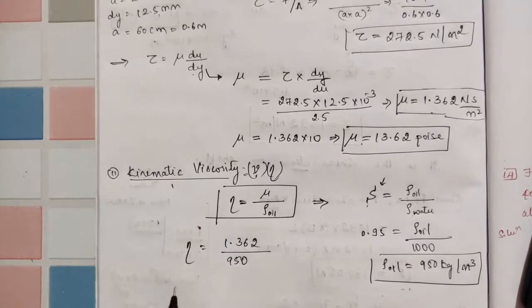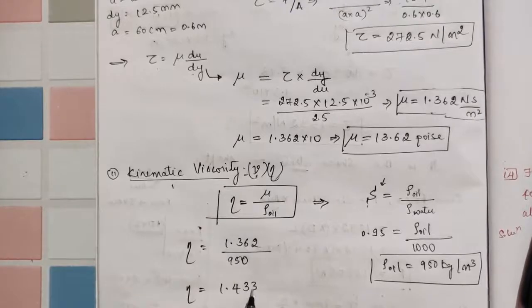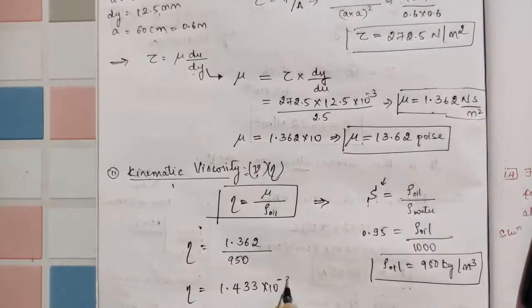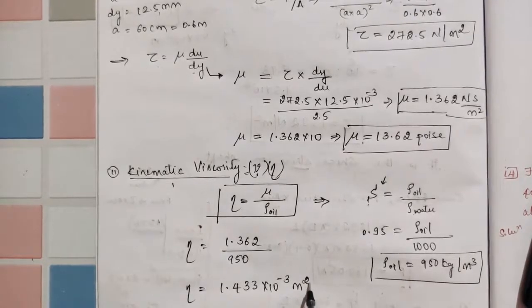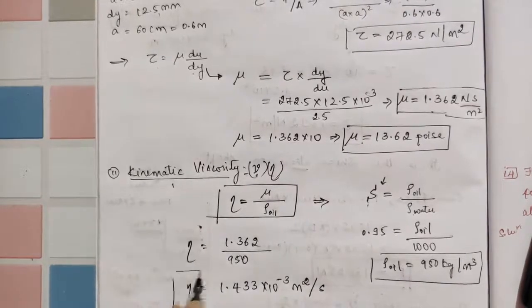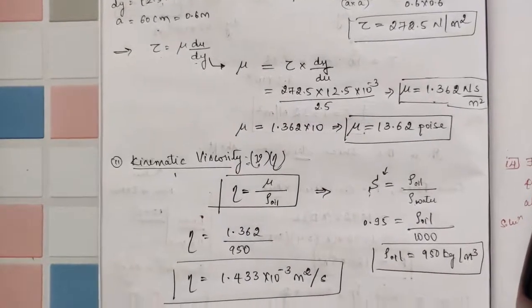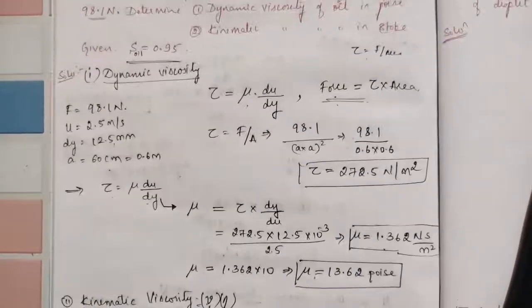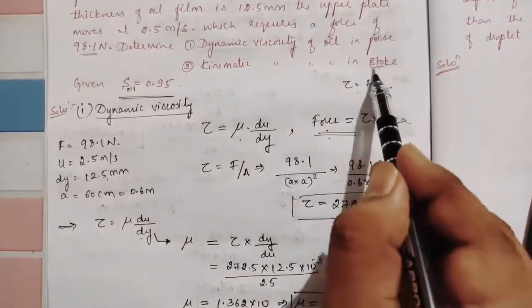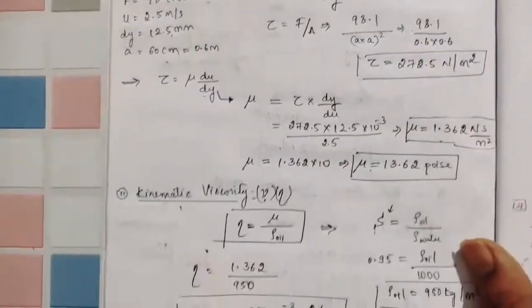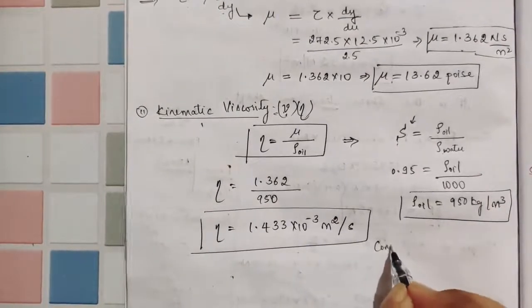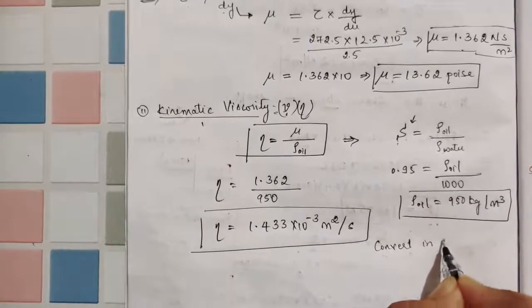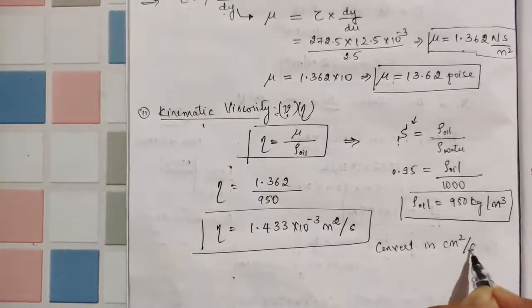It will be 1. Your kinematic viscosity will be 1.433 into 10 power minus 3. So what is the unit? Meter square per second. Eta. Okay, what have they asked? To give the value in Stoke. So Stoke is what? We have to convert. So convert into centimeter square per second.